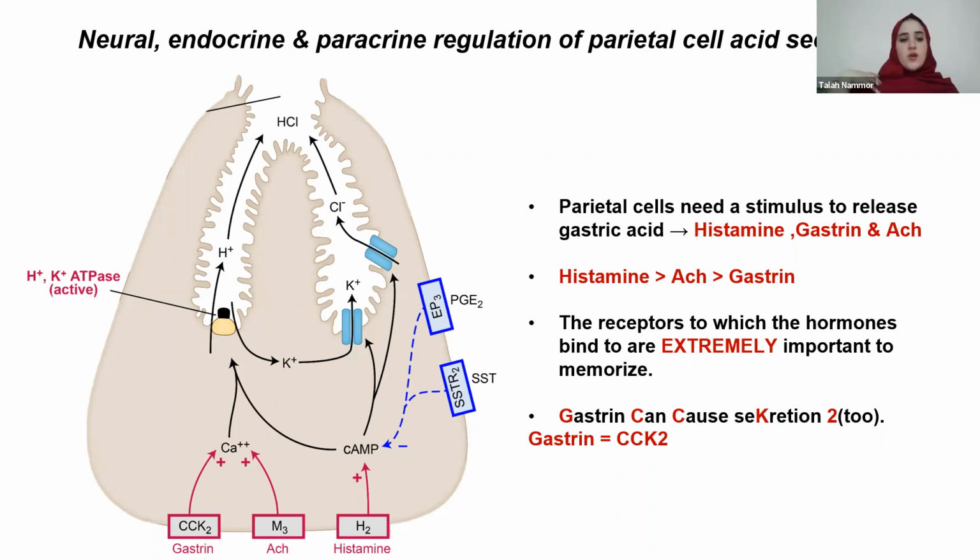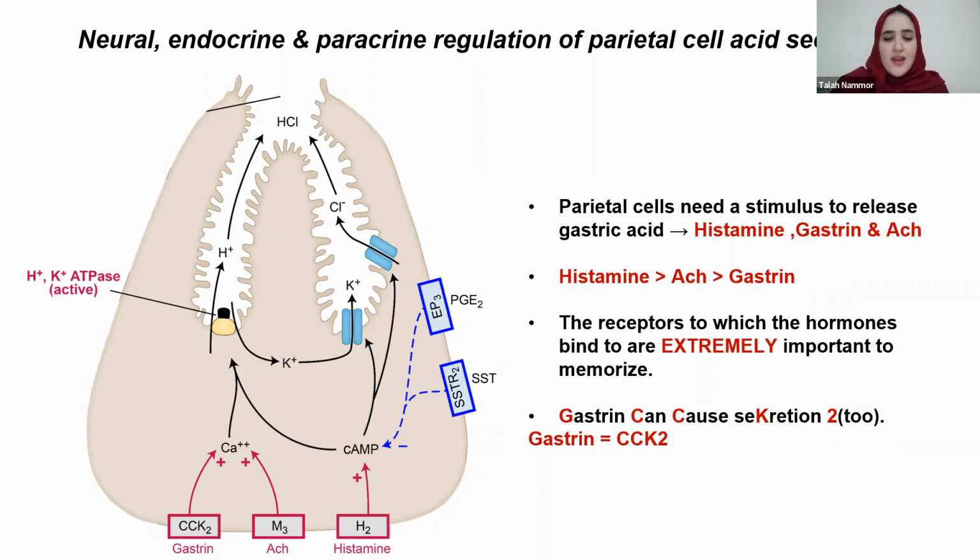Guys, I told you before, we need two hormones to secrete HCl. What are they? Gastrin and histamine. Excellent. As you can see here, we have histamine, we have gastrin, and surprisingly, we have ACh. You guys know acetylcholine, right?